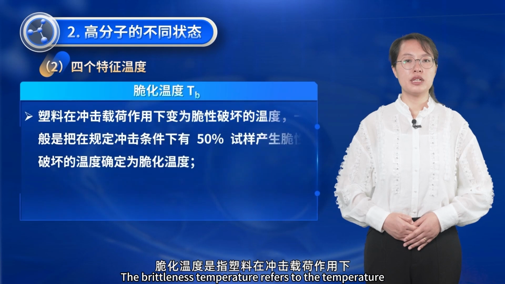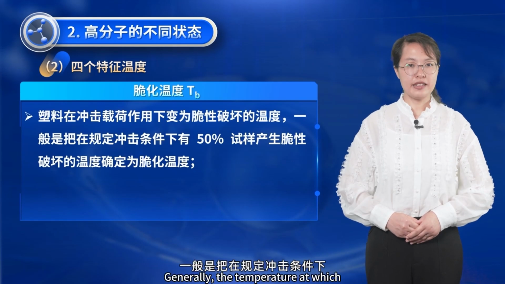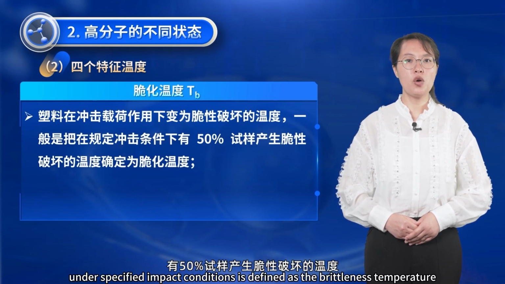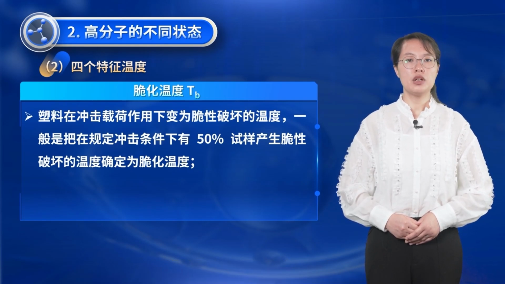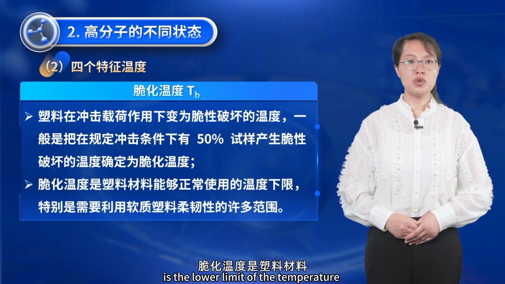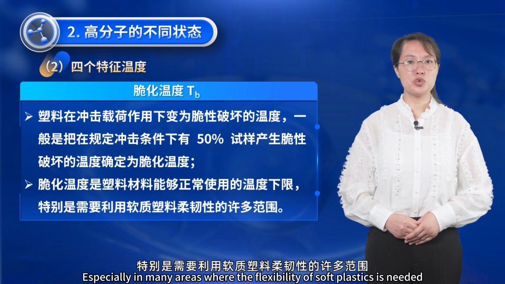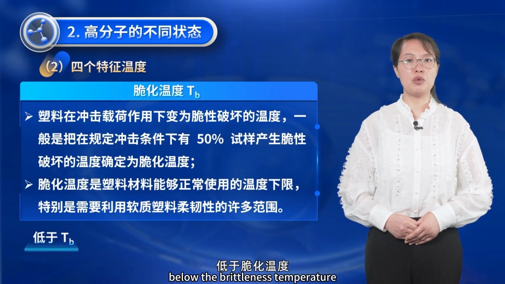The brittleness temperature refers to the temperature at which a plastic material becomes brittle under impact load. Generally, the temperature at which 50% of the samples undergo brittle failure under specified impact conditions is defined as the brittleness temperature, represented by the symbol Tb. The brittleness temperature is the lower limit of the temperature at which plastic materials can be normally used, especially in many areas where the flexibility of soft plastics is needed, below the brittleness temperature.